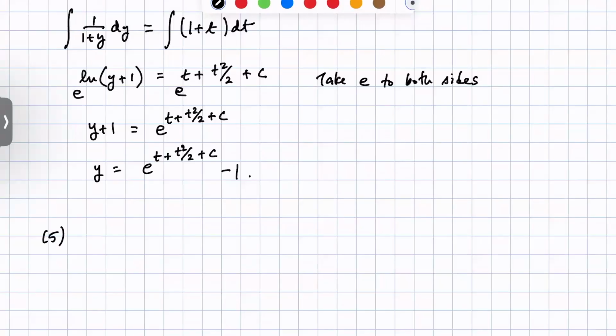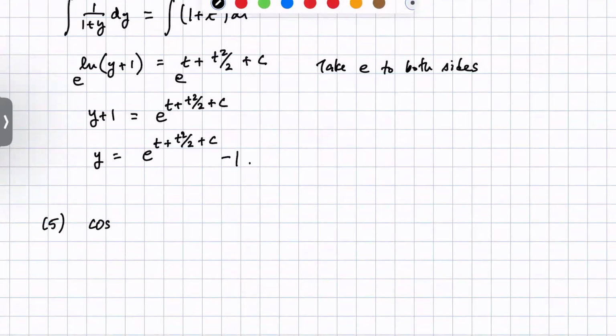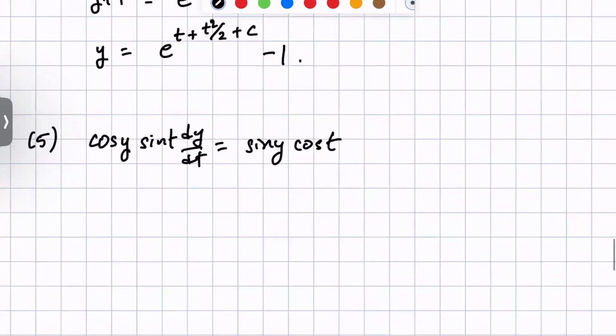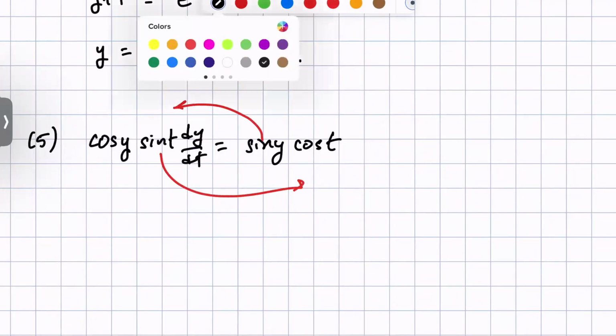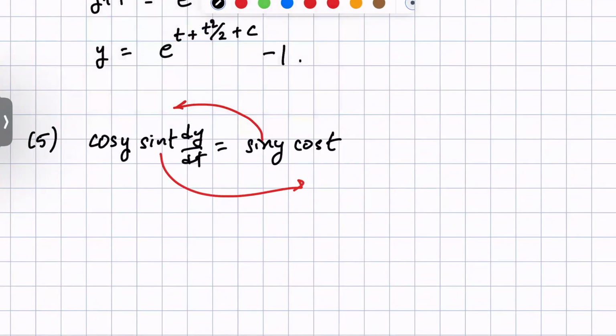Consider the following one, which involves some amount of trigonometry. Cosine of y, sine of t, dy dt equals sine y, cosine of t. Right, so here's the idea here. Let's move the sine this way. Let's move that sine that way. Let's do that first. So I have cosine y divided by sine y, dy dt equals cosine of t divided by sine t.